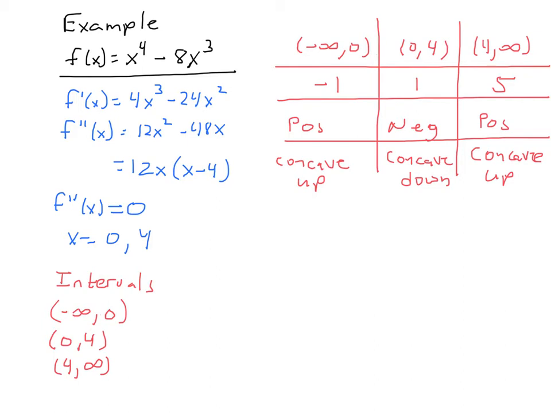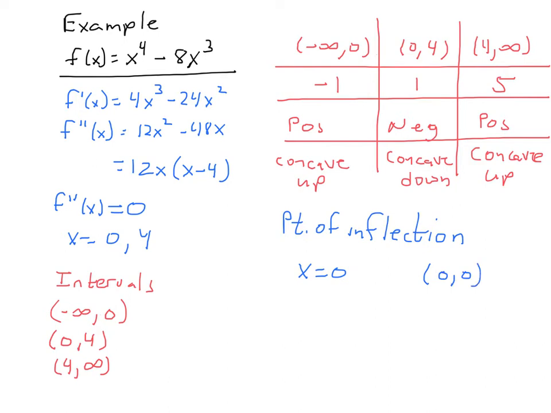The last thing I really want to be able to do on this one is also identify my points of inflection. And in this case, because we changed concavity at 0, to the left of 0 we're concave up, to the right of 0 we are concave down, I know that we have a point of inflection. There's one point of inflection at x equals 0. And when I put 0 in for x, I do get 0 out. So my point of inflection in that case would be the point 0, 0.